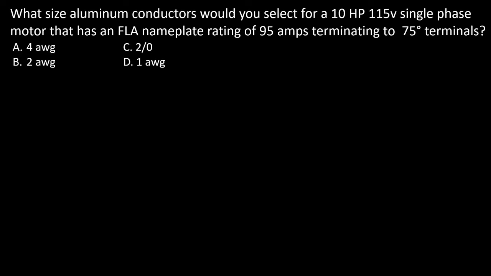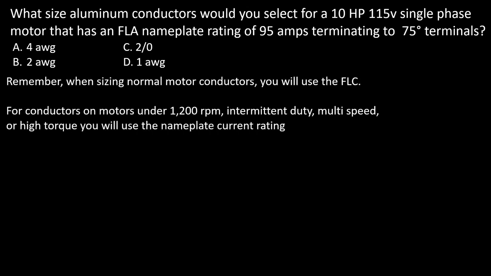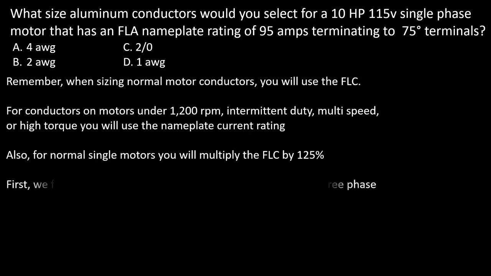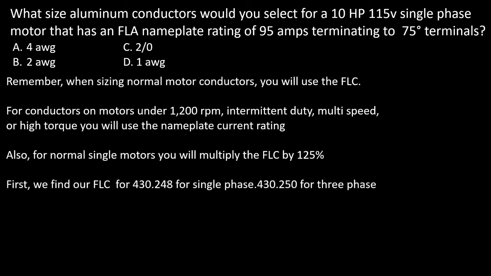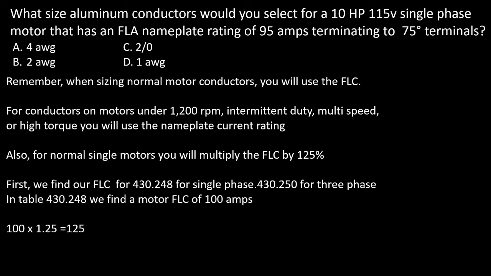What size aluminum conductors would you select for a 10 horsepower, 115 volt single phase motor that has an FLA nameplate rating of 95 amps terminating to 75 degree C terminals? All right, so we're going to work through, making sure that we head to table 430.248 because we're dealing with single phase. Then we find out that our motor has an FLC of 100 amps. So we're still going to multiply that by 1.25, giving us a new amp draw of 125 amps.